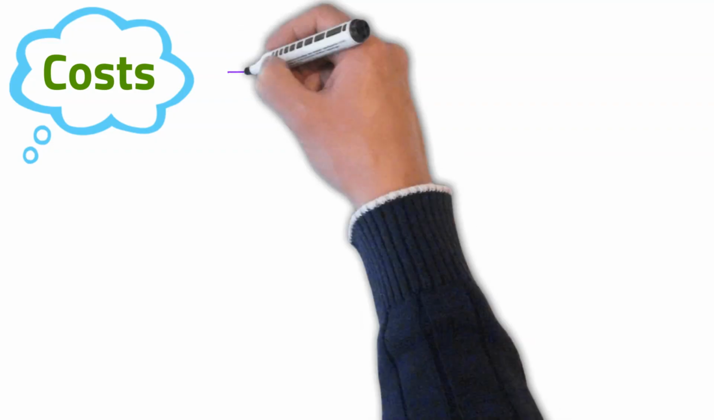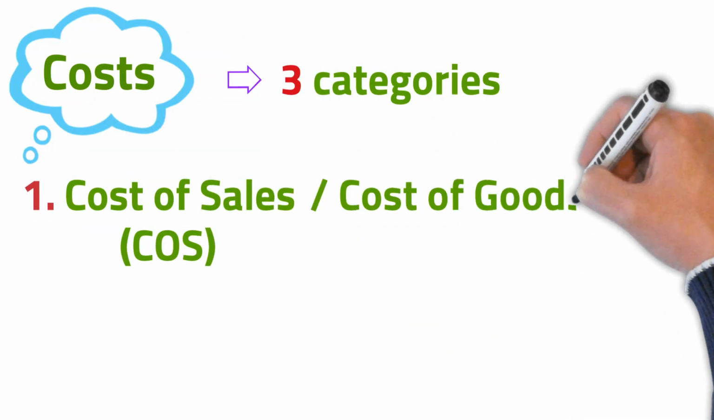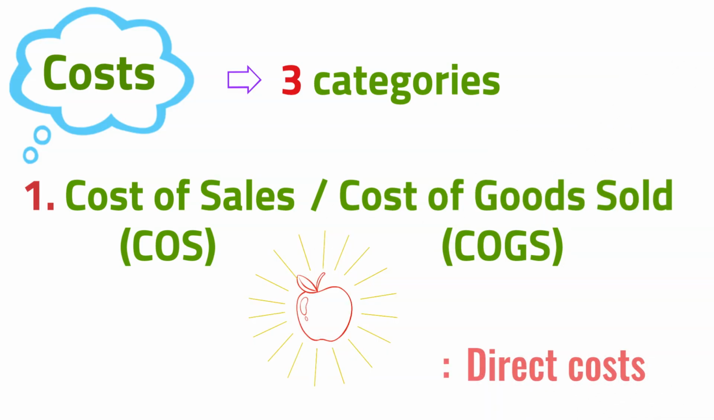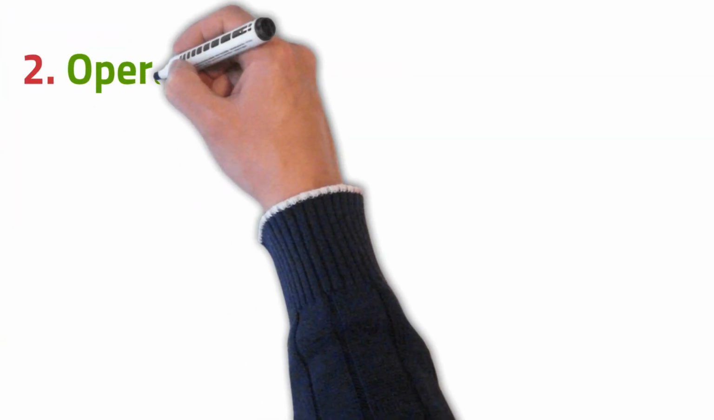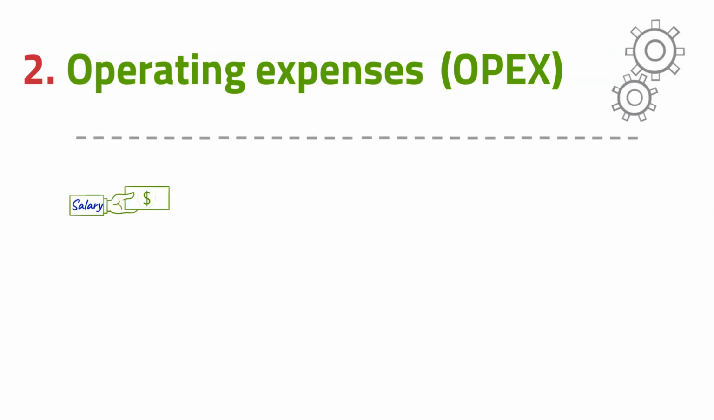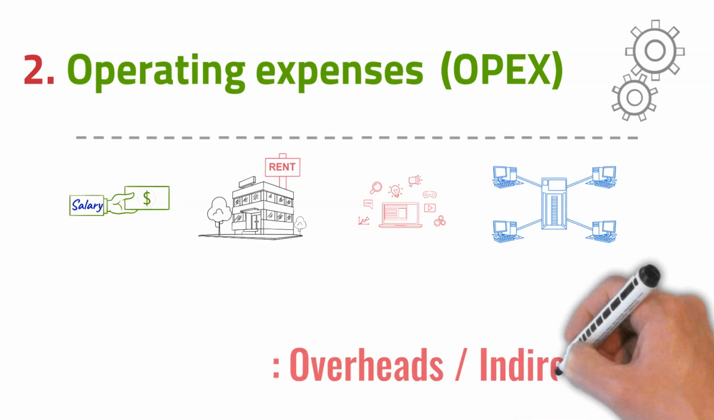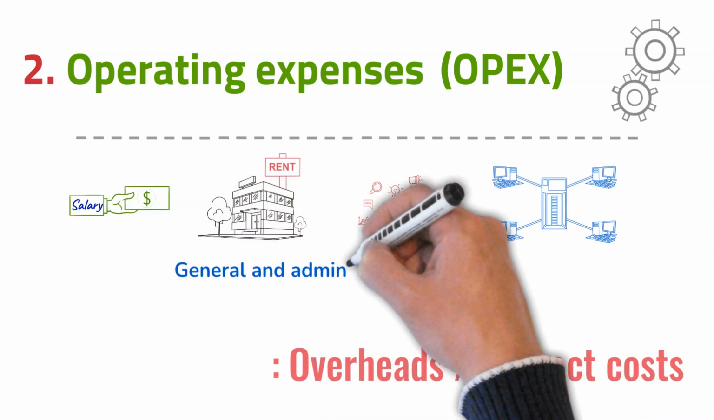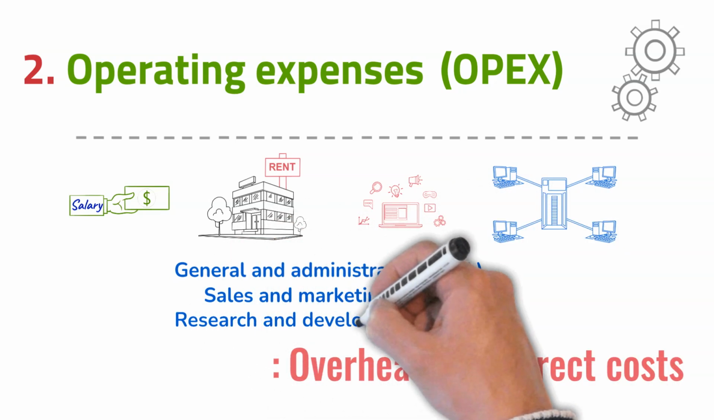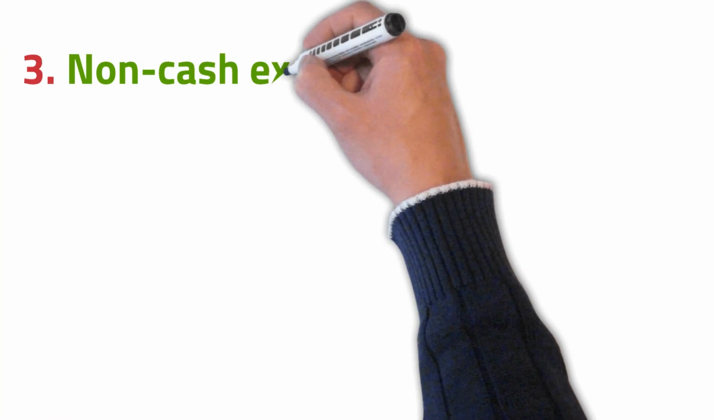Now a bit of costs. In general, there are three major cost buckets. The first one, COGS or cost of sales. This is a direct cost of sold products or services, in our case, apples. The second bucket is operating expenses, also called OPEX. These are the costs necessary to run your company whether you sell apples or not. Your salary, rent, marketing, IT, etc. These expenses are also often allocated into general and administrative or G&A, sales and marketing or S&M, research and development or R&D. And the third bucket, non-cash expenses like depreciation.